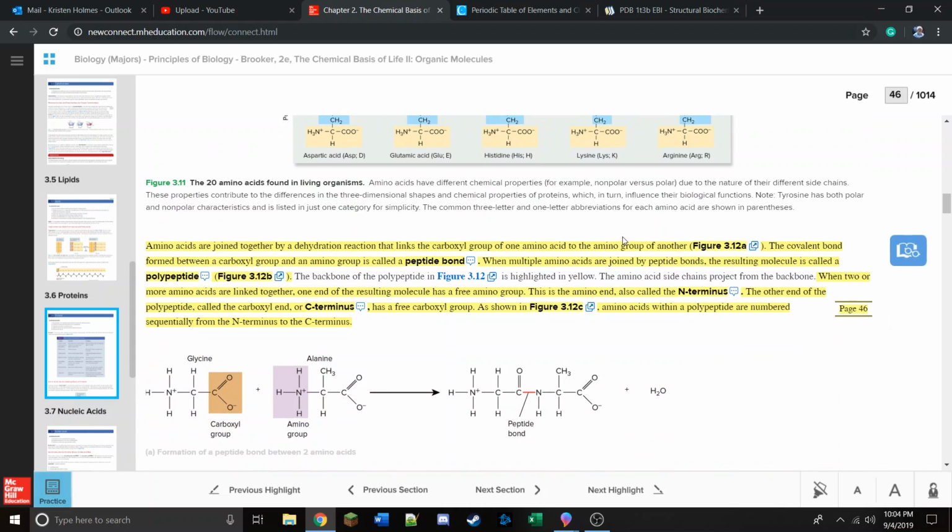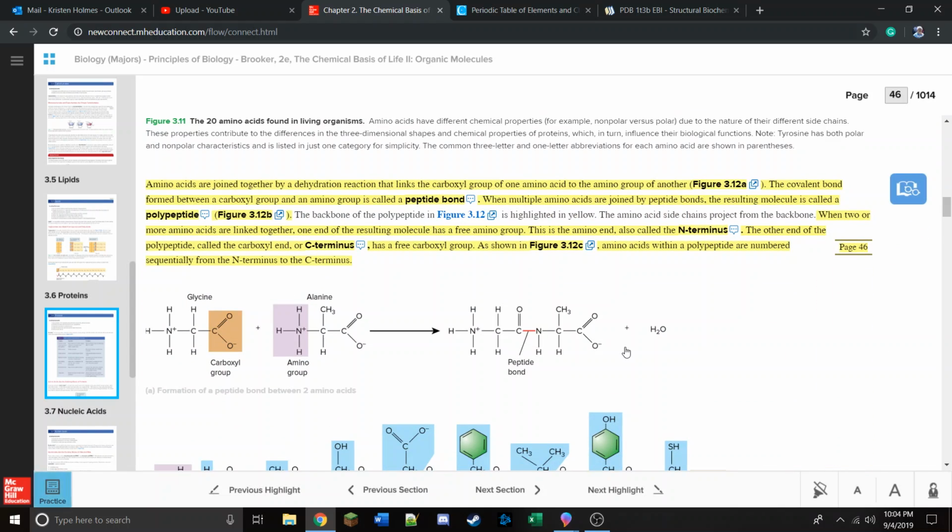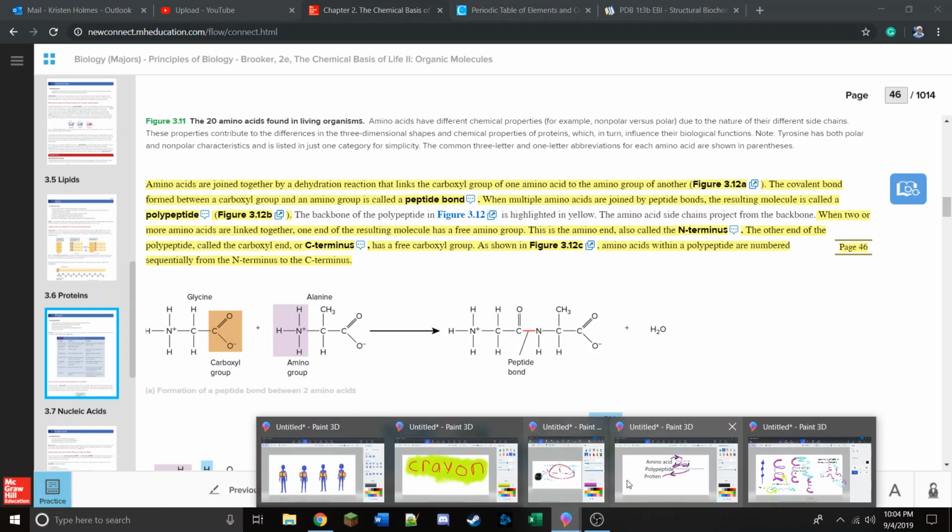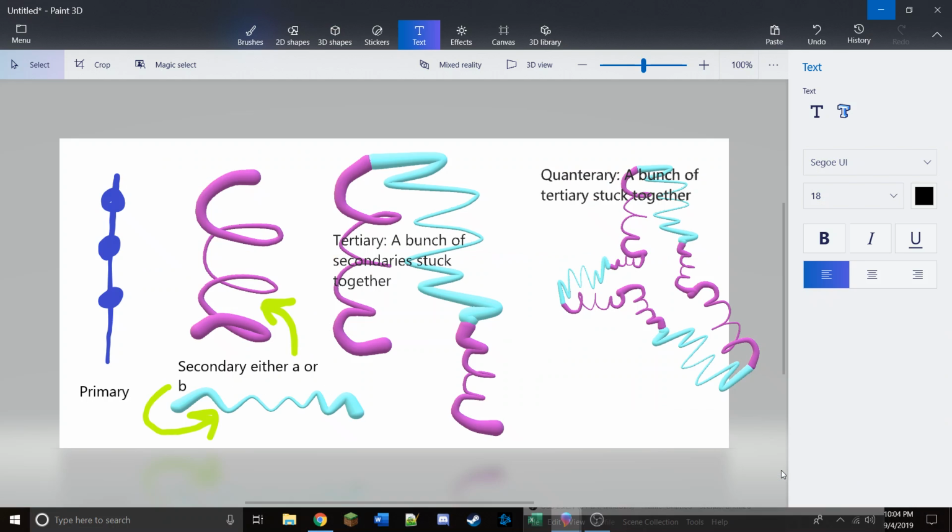So, the thing about amino acids is that they all have to line up eventually. In something like this. Each of these little dots is an amino acid. They all line up in a nice primary chain.